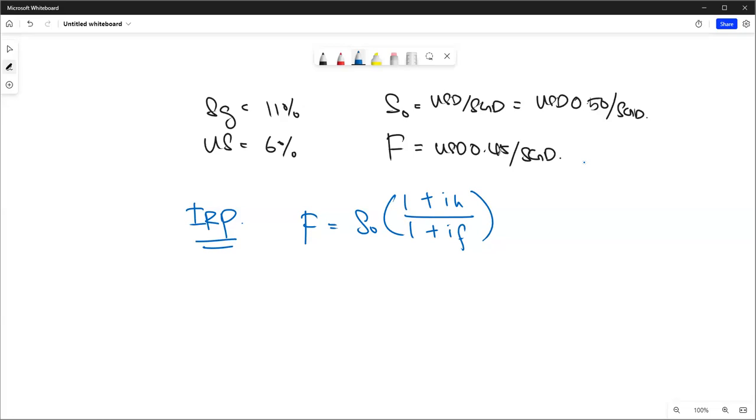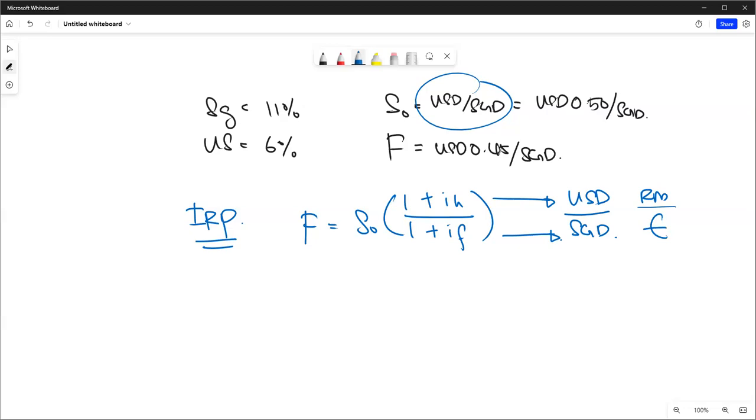Some of you might not know which is home and which is foreign. How do I determine home or foreign? Very easy. If you don't know how to put it into this formula, very simple. In these questions, they give it to you as USD against Sing dollar. Then USD will be on top, Sing dollar at the bottom. If the question tells you ringgit against euro, then ringgit on top, euro at the bottom. Easy. So for this question, they want you to find IRP.